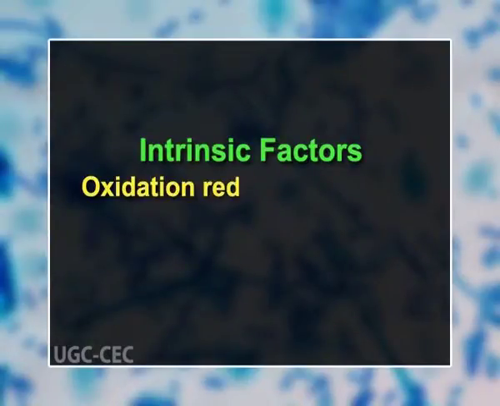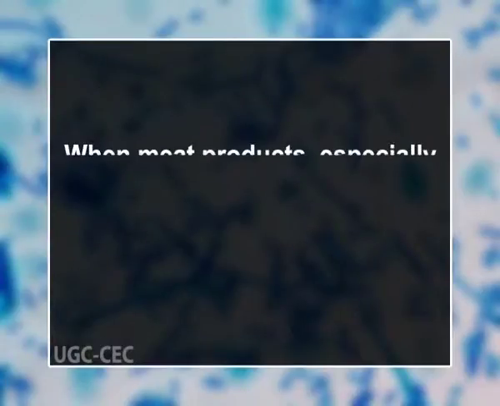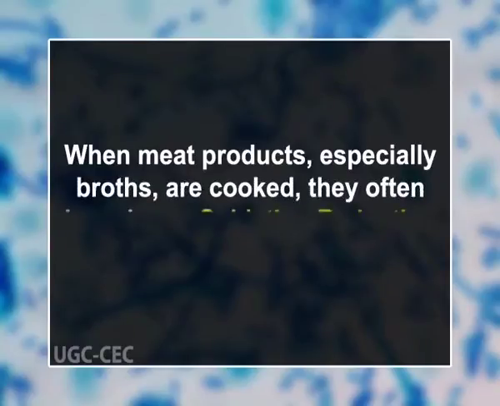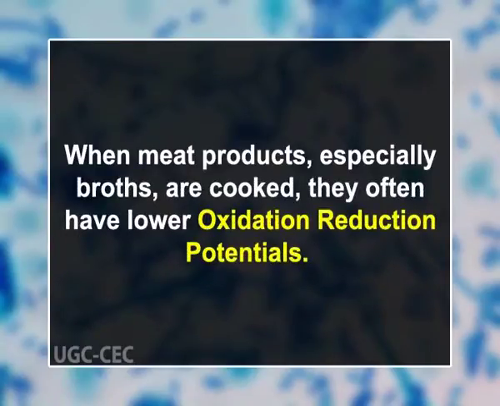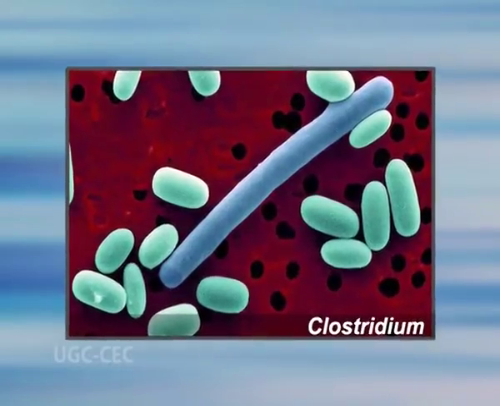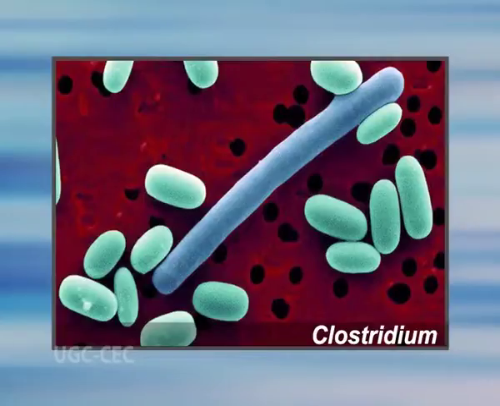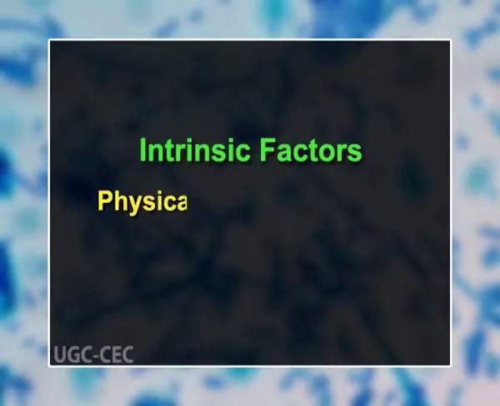Now coming to oxidation reduction potential. The oxidation reduction potential of a food also influences spoilage. When meat products, especially broths, are cooked, they often have lower oxidation reduction potentials. These products, with their readily available amino acids, peptides and growth factors, are ideal media for the growth of anaerobes, including Clostridium.